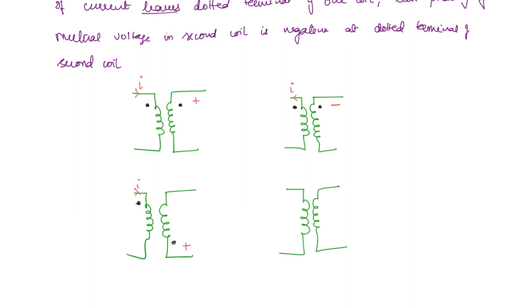Okay. Similarly, we can take a different polarity. Let us say the dotted terminal is here and this is here. Now the current direction if you take to be in this direction. Now what is happening? The current is entering the non-dotted terminal. That means it is leaving the dotted terminal. So what will happen to the dotted terminal on the other side? It will become negative polarity. So this is the significance of the dot convention.